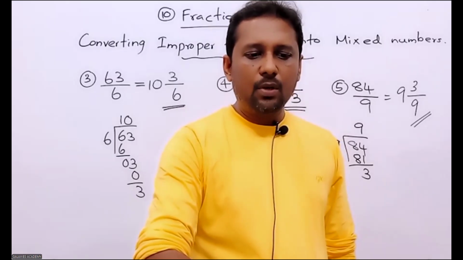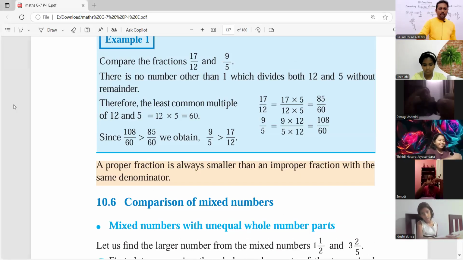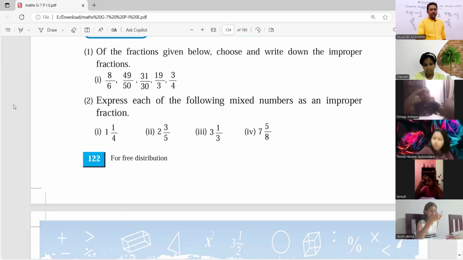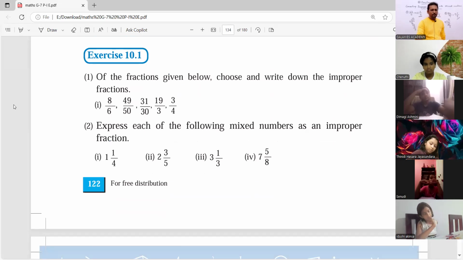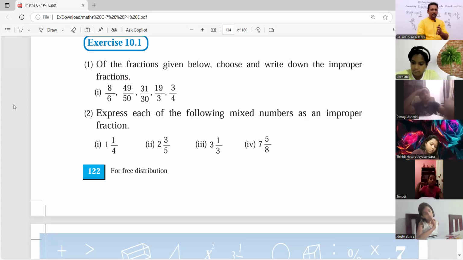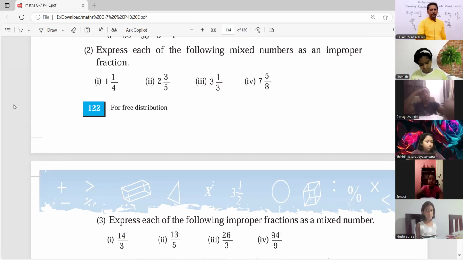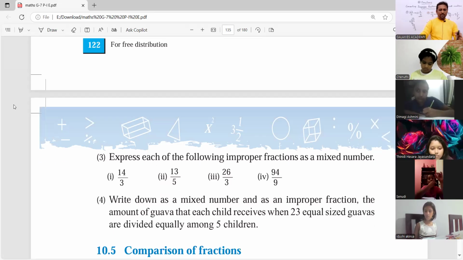Okay, then I will give the homework from these two discussed parts. You note down the homework. Exercise 10.1 you have to complete as the homework. Next day I will discuss. Very easy. First question, you have to choose the improper fractions. Second question, mixed numbers are given, you have to convert into improper fractions. Third, improper fractions are given, you have to convert into mixed numbers. Then finally, a description is given as the question. You have to read and do them.